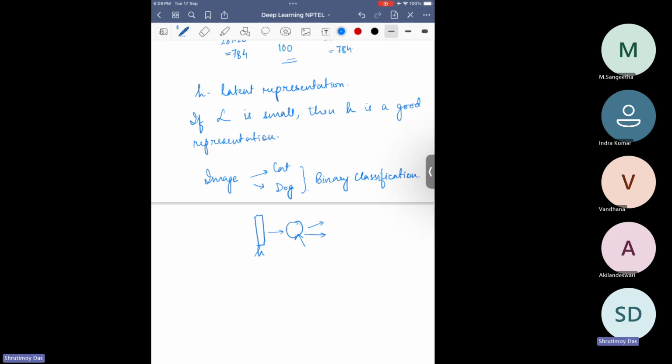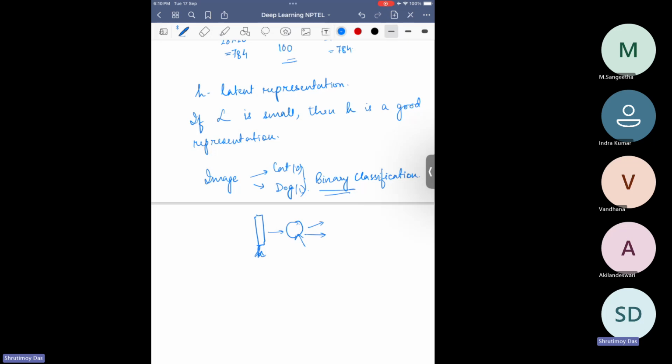Anyone? So basically, you are given some input. Say now you have this h, and now you want to decide whether this h is a representation of a cat or a dog. So that means you have to decide on two classes, right? Whether it is a class 0, say cat, or whether it is a class 1, which is, say, dog. So that means you have a two class classification problem. It is a binary classification problem.